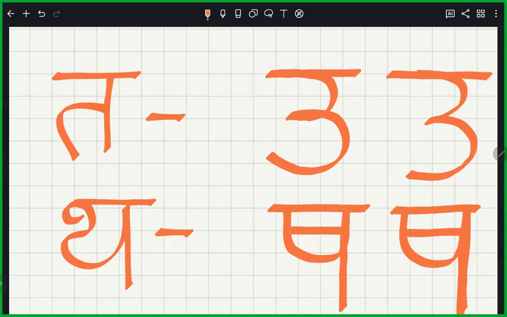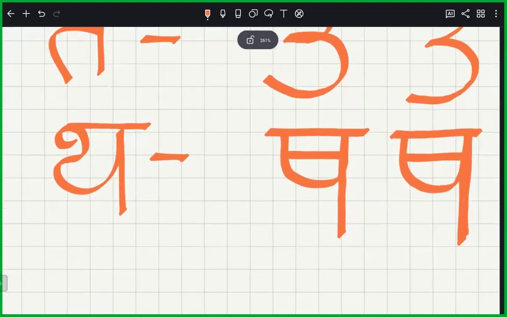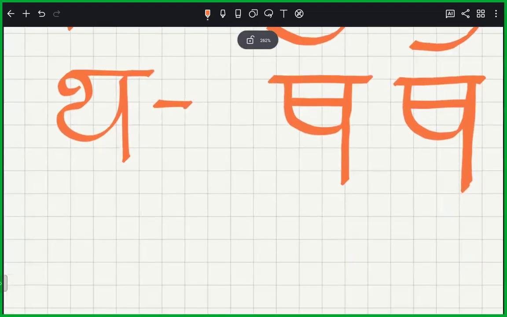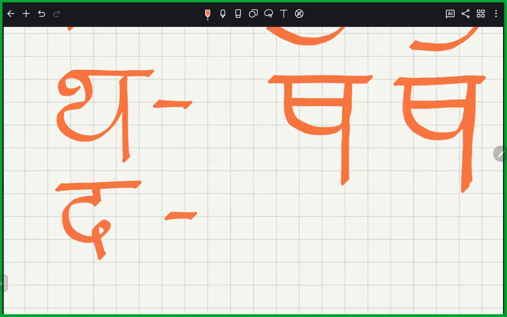Okay, so we did the previous letter. Now we move to the next. In this case, this letter is very similar to what we did before. Okay, now you'll see how similar they look. You get this stroke down. You make a very small round.